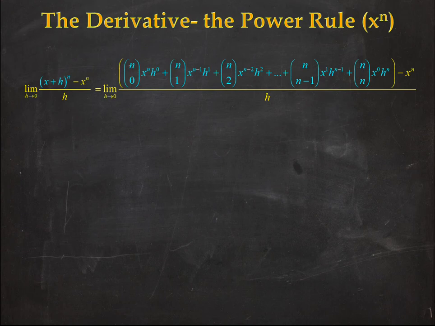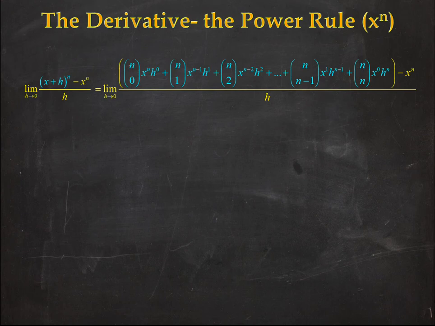Well, n choose 0 or n choose 1, these are just techniques in the field of combinatorics. Lucky for us, all we're interested in is the first two terms and the last term. And n choose 0 is just 1, n choose 1 is just n, and the final one, n choose n, is also just 1.